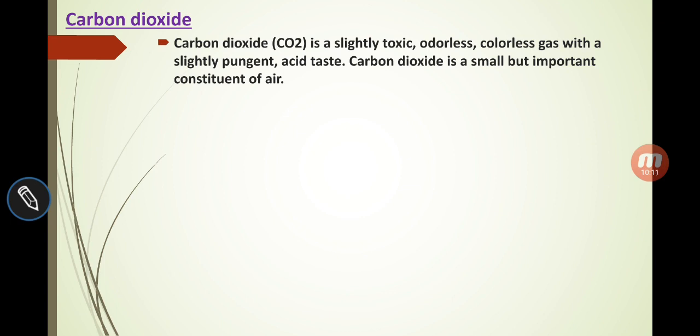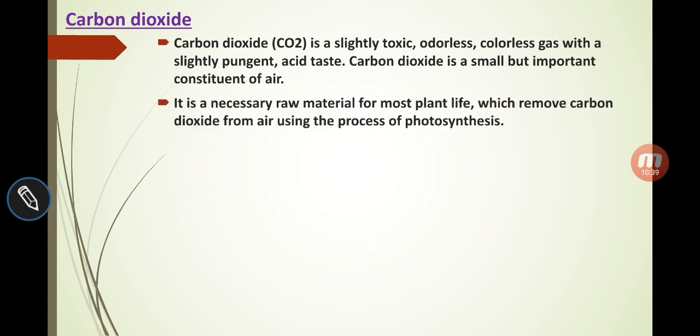Carbon dioxide is a slightly toxic, odorless, colorless gas with a slightly pungent acidic taste. Carbon dioxide is a small but important constituent of air. Yes, my dear students, it is toxic, it has a pungent smell and an acidic taste, but it is also very important on the earth in the atmosphere. It is a necessary raw material for most plant life, which removes carbon dioxide from air using the process of photosynthesis. During photosynthesis, plants take carbon dioxide from the atmosphere.